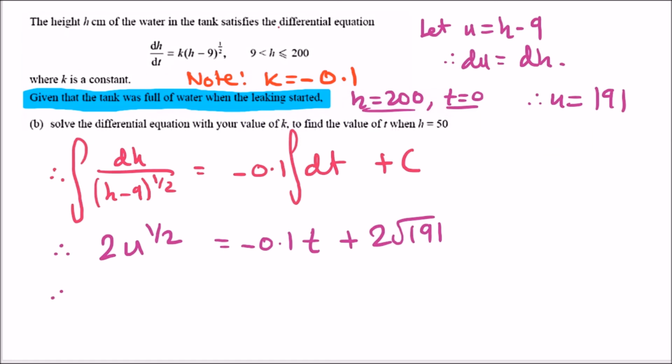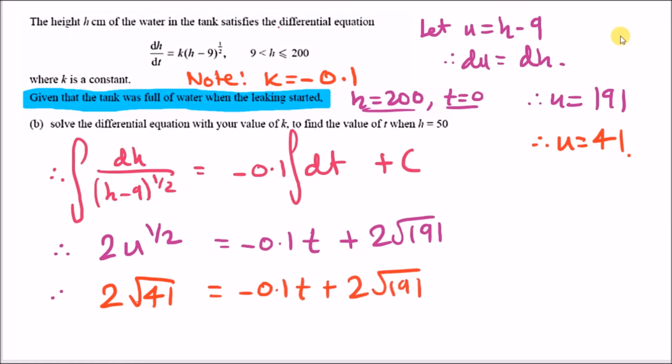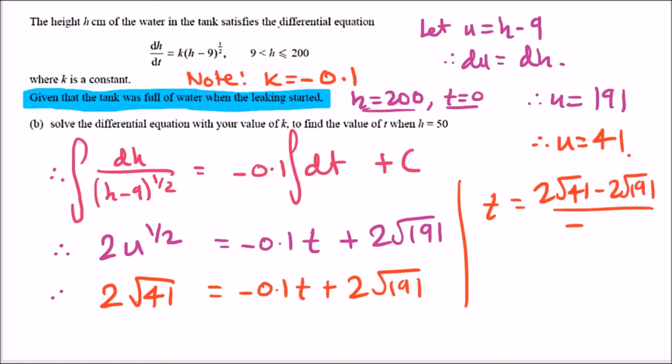So when h is 50, this means that u is going to be 50 take away 9, which is 41. So we're going to have 2 times the square root of 41, because u to the power half, equals minus 0.1 t plus 2 root 191. And just a quick little algebra, making t the subject, you should basically subtract 2 root 191 across and divide by 0.1. So something like this, minus 2 root 191 over negative 0.1. You should get a t value of 148 to 3 significant figures.